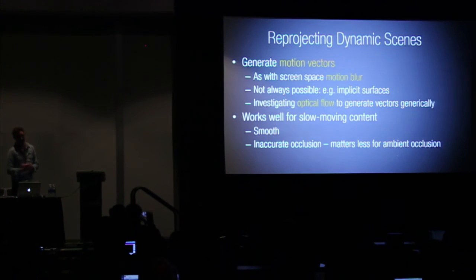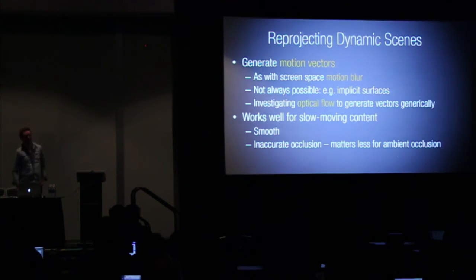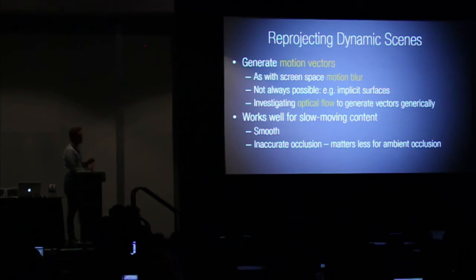I've got dynamic scenes. I want to move stuff. So what do you do with the dynamic scene? You can generate motion vectors. This is something that we use for screen space motion blur already, that I'm sure many other people have. So we already know approximately where a whole object was in the previous frame.